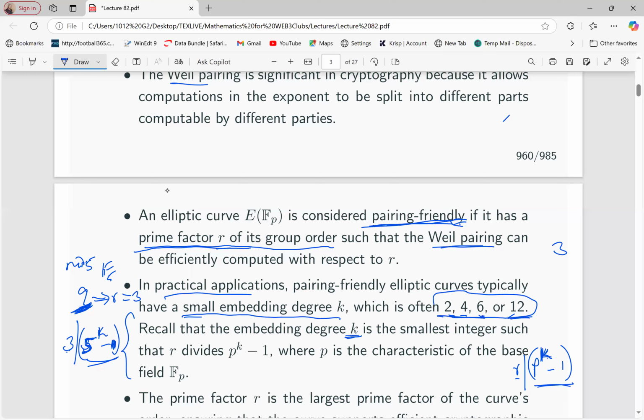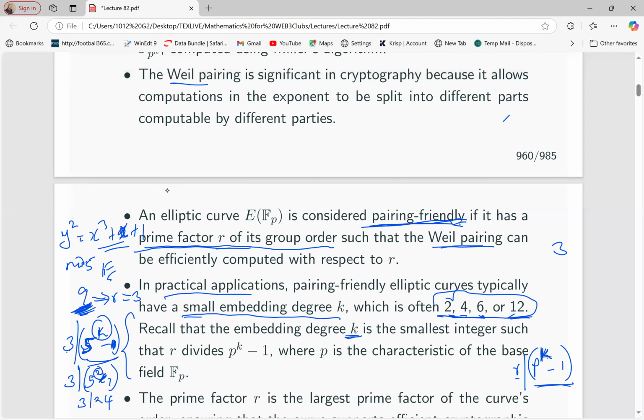As we've always done, we can realize that if k is 2, then 3 can divide 24. So the smallest integer for this elliptic curve, x cubed plus x plus 1, which has 9 points, gives an embedding degree of 2. Can you see the embedding degree is 2 there?